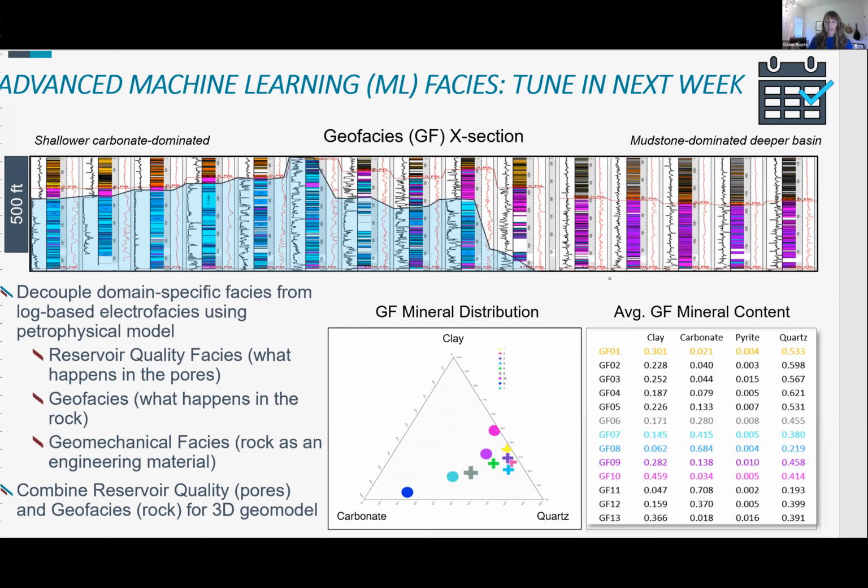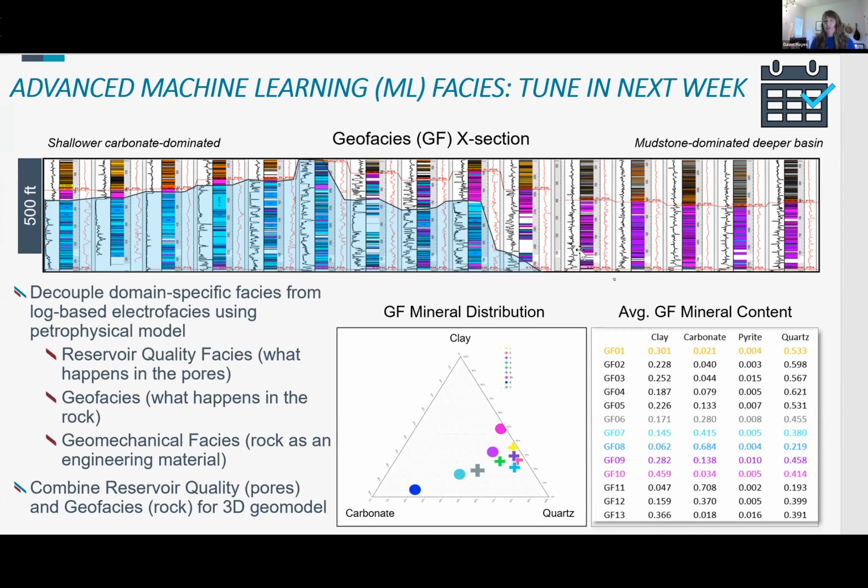One more sophisticated approach to representing that vertical and lateral heterogeneity is shown here. I'm not going to get into details on it, but I think everybody should know that next week you will get details on this. So please tune in next week if you want to hear a little bit more about this. The cross section at the top is showing what's called a geofacies cross section. And you can see here we have shallower carbonates in one part of this basin, and that transitions very quickly into mudstone dominated rocks.